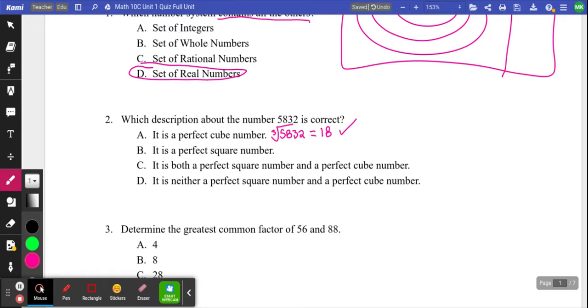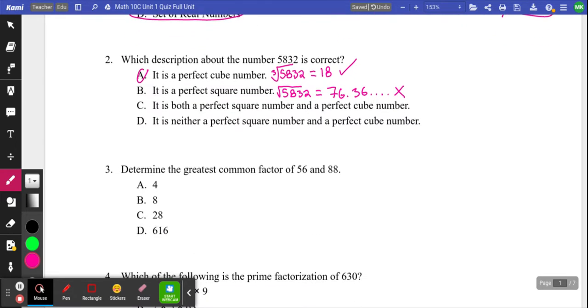Now, if you keep going, it says it's also a perfect square number. And you should probably test that because the future answers talk about it being a perfect cube and a perfect square. So if something's a perfect square, that means you can square root it. If you try that in your calculator, you square root 5,832. It equals 76.36 and then a bunch more numbers. That means it is not a perfect square number. So the answer is A. It's a perfect cube number. It's not a perfect square.